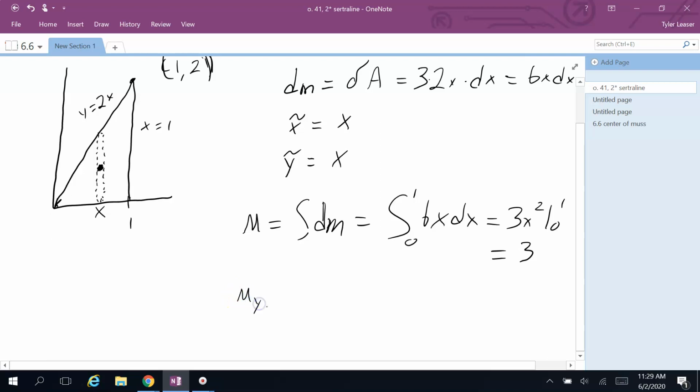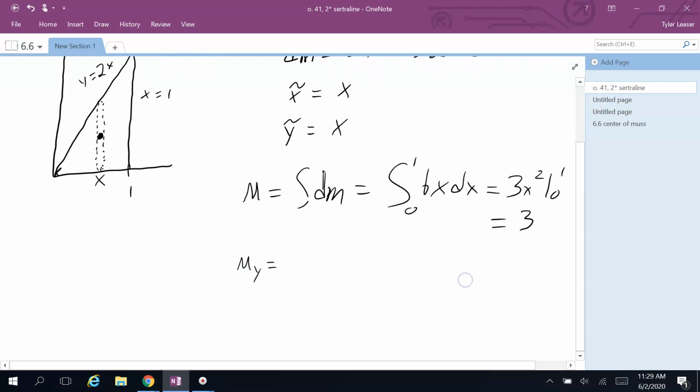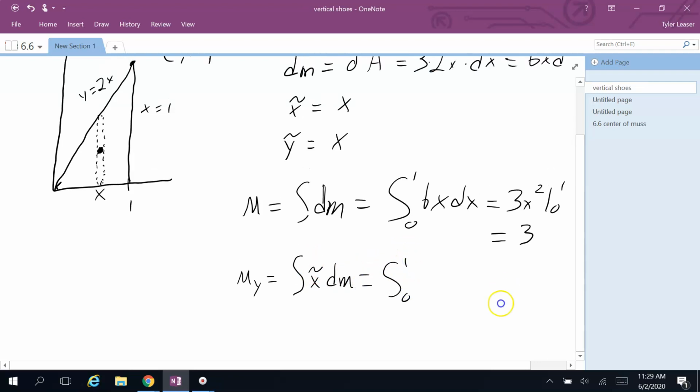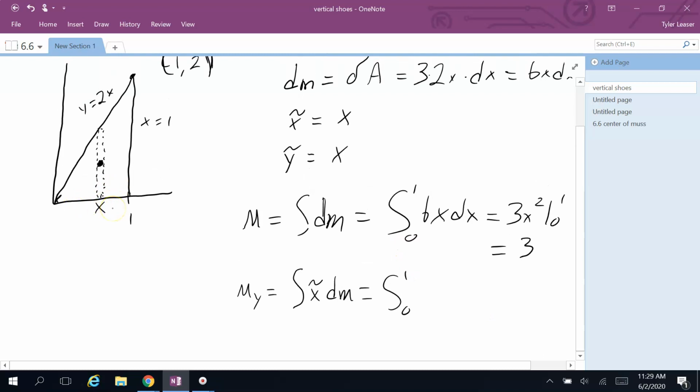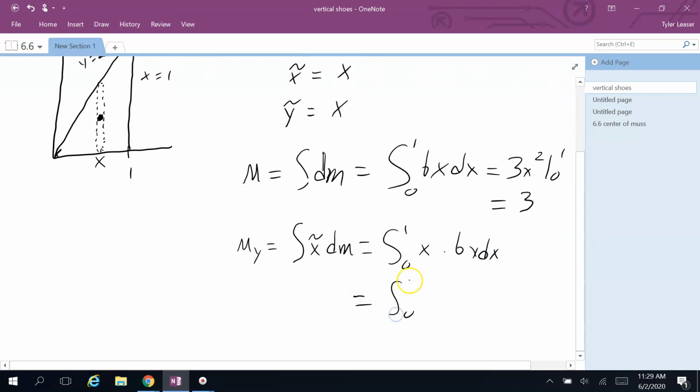So let's find the moment about the y-axis. Does not matter what order you do this. The moment about the y-axis was the integral of x wiggle dm. So this is going to be the integral, still from 0 to 1, since we're integrating vertical slices along the x-axis here, of x wiggle, which was just x, times dm, which was the 6x dx. So this will be the integral from 0 to 1 of 6x squared dx, which has antiderivative of 2x cubed. That's from 0 to 1, so we just get 2.